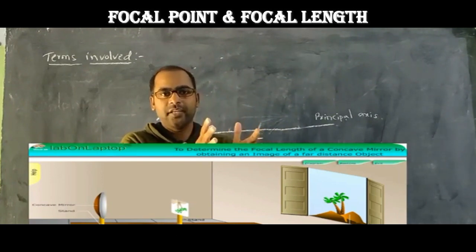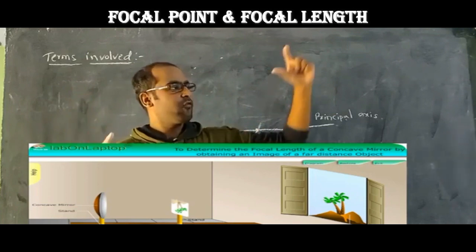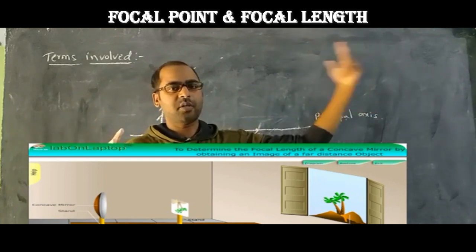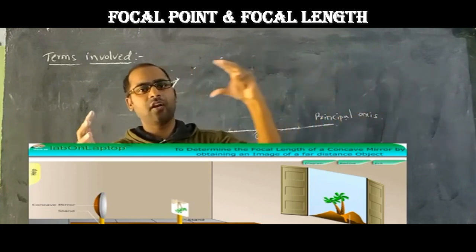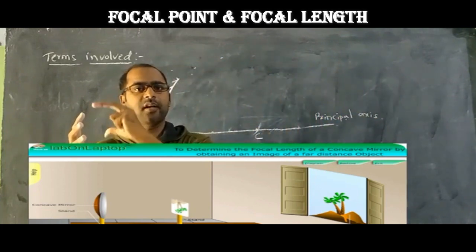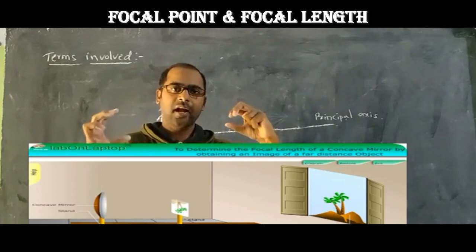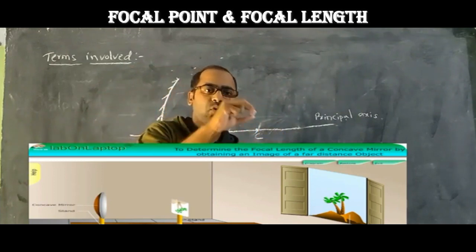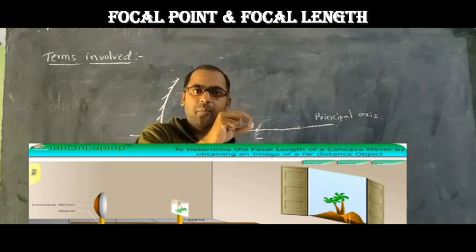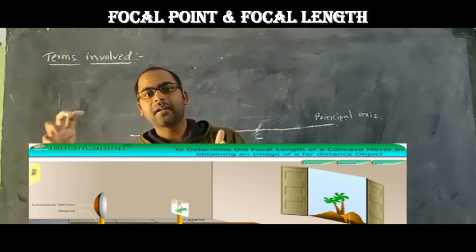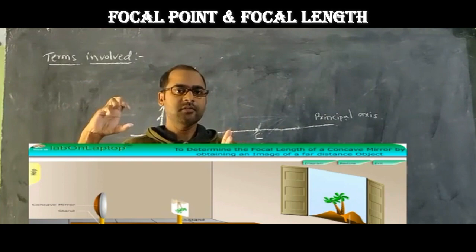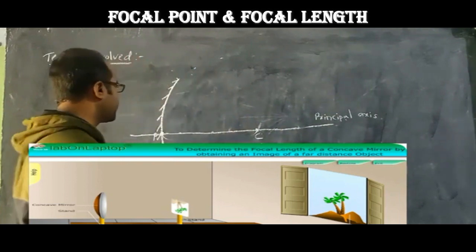A perfect and bright image. So here what is happening: from some distance, the rays are falling on the mirror, and those are reflecting back, and all of those rays are converging at a point. That point is called the focus of that concave mirror. Yes, that's it.